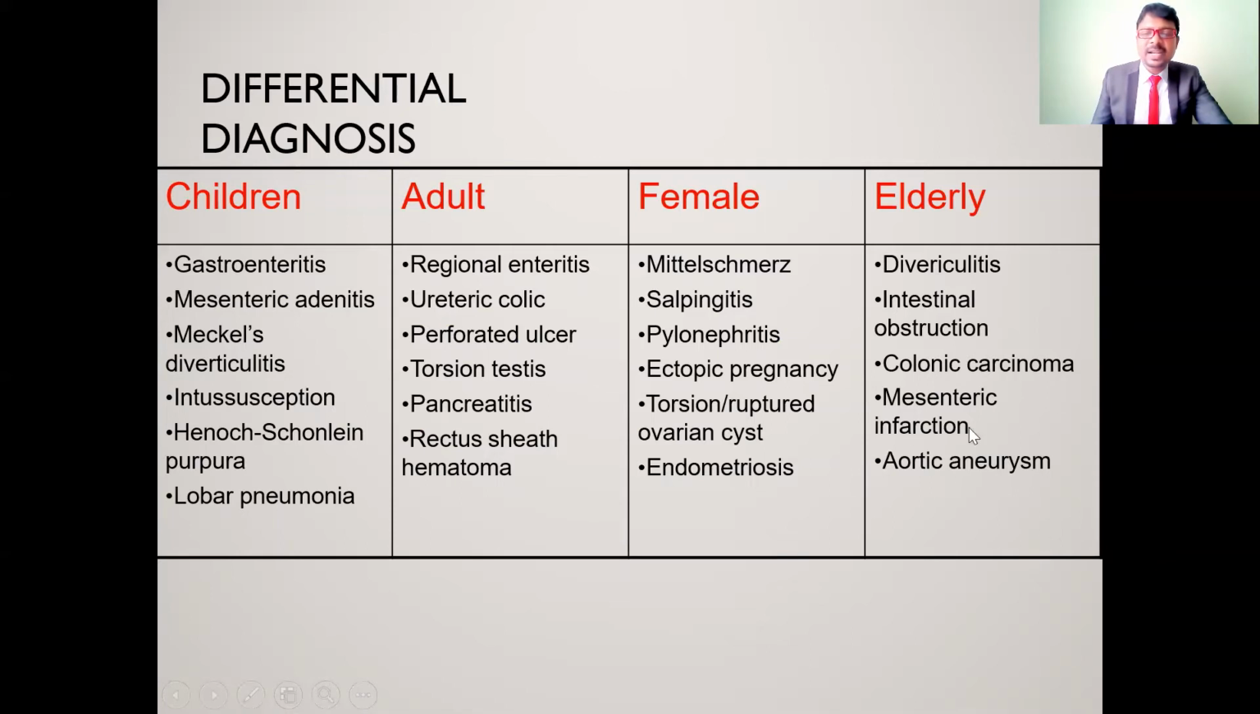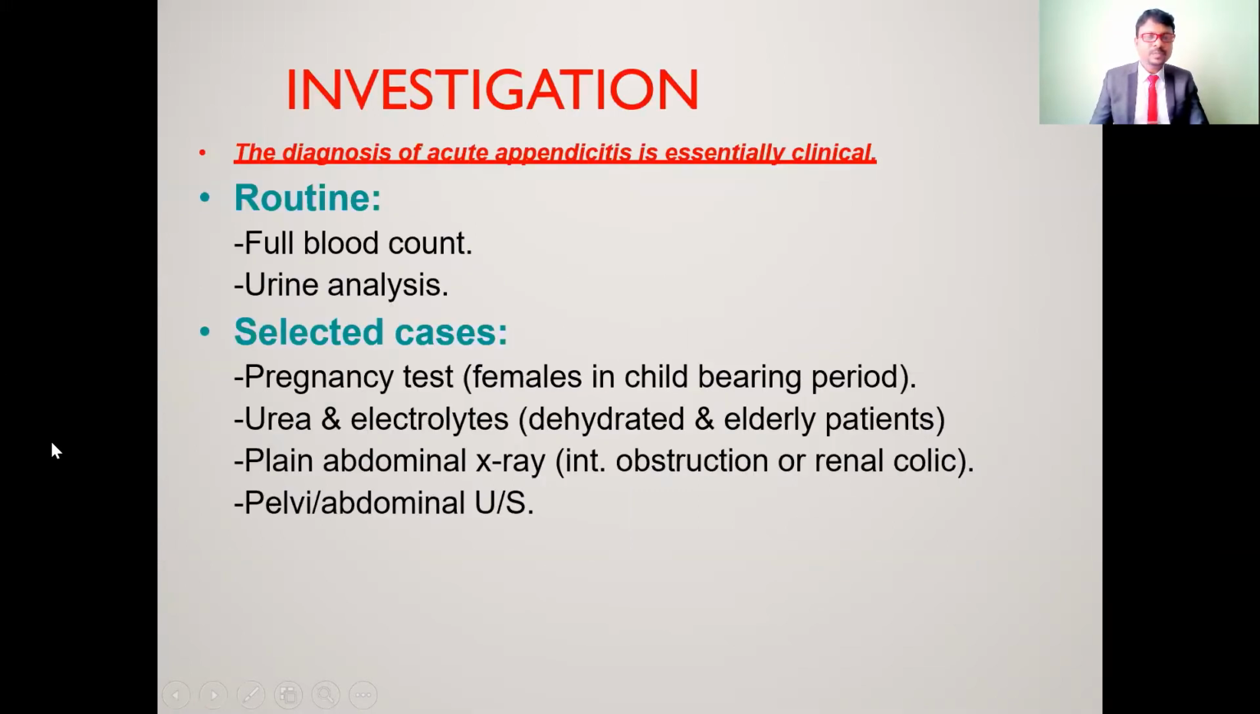So in case of the elderly, it may be diverticulitis, intestinal obstruction, colonic carcinoma, mesenteric infarction, or aortic aneurysm. These are the differential diagnoses according to the age group for appendicitis. So what are the investigation procedures?